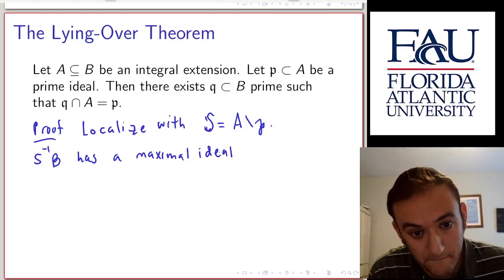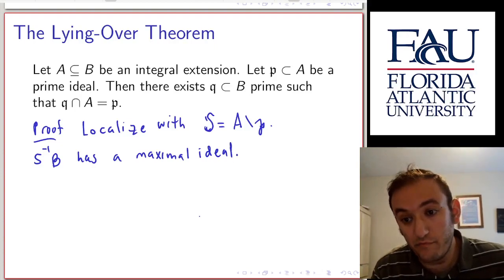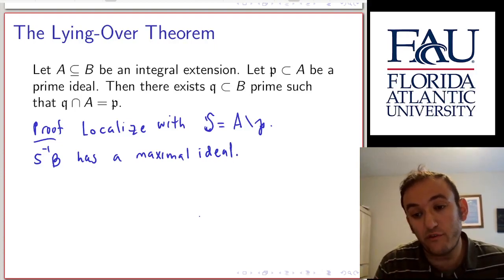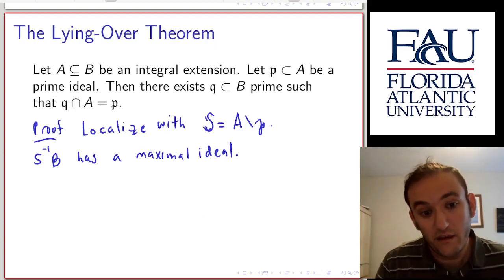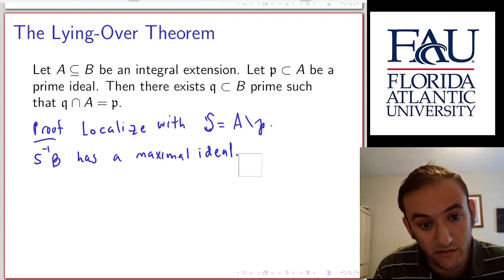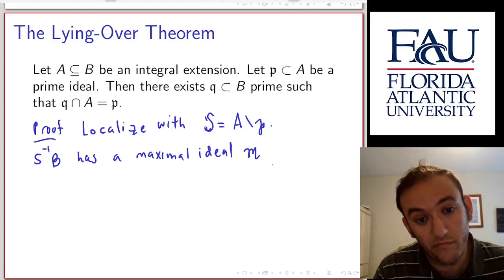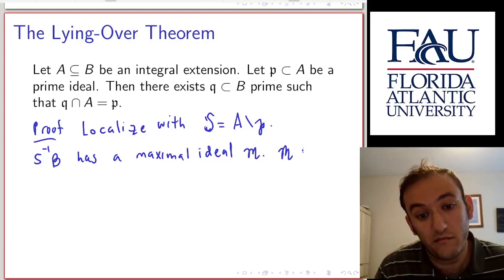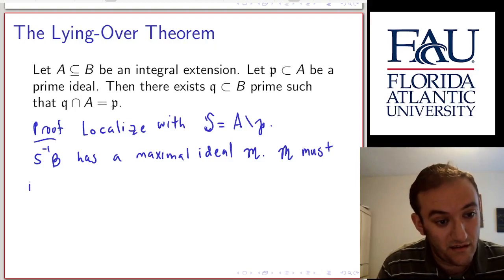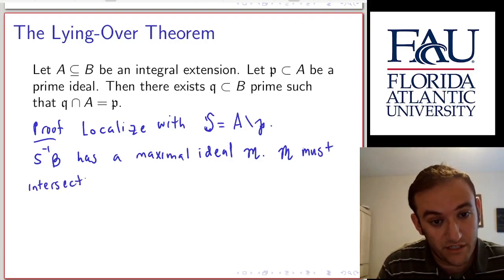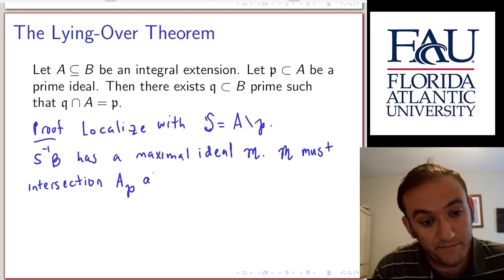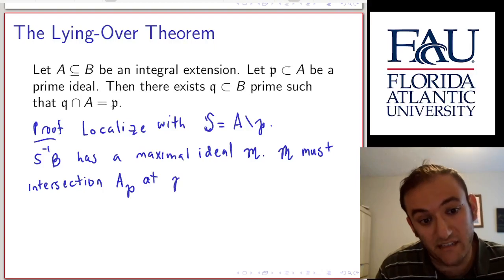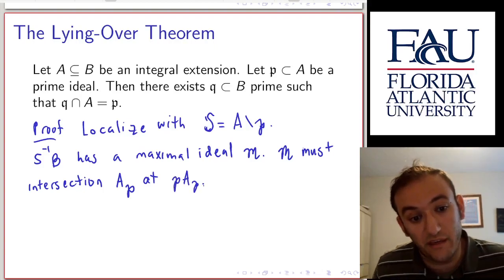Okay. By virtue of the theorem we proved earlier, whenever you have a maximal ideal in the upper ring, it's going to intersect in a maximal ideal in the lower ring. So let's call this maximal ideal M. So M must intersect A, or the lower ring, which is AP, really the localization, at the maximal ideal. There's only one maximal ideal, which is PAP.